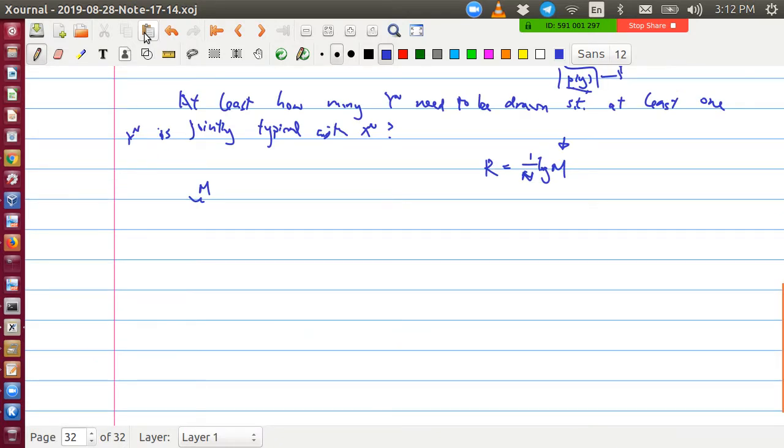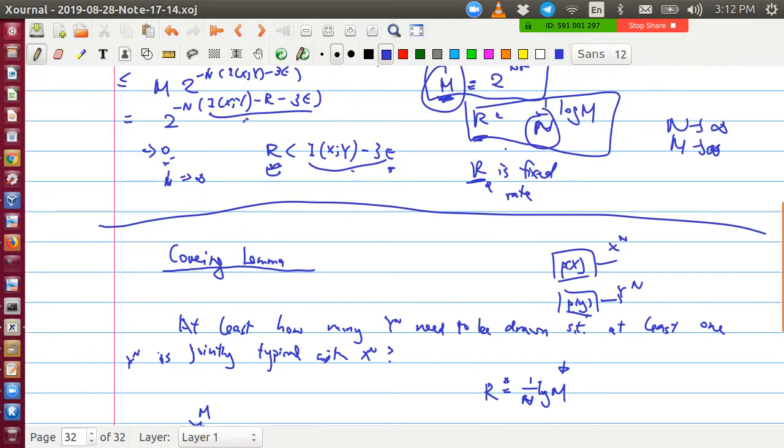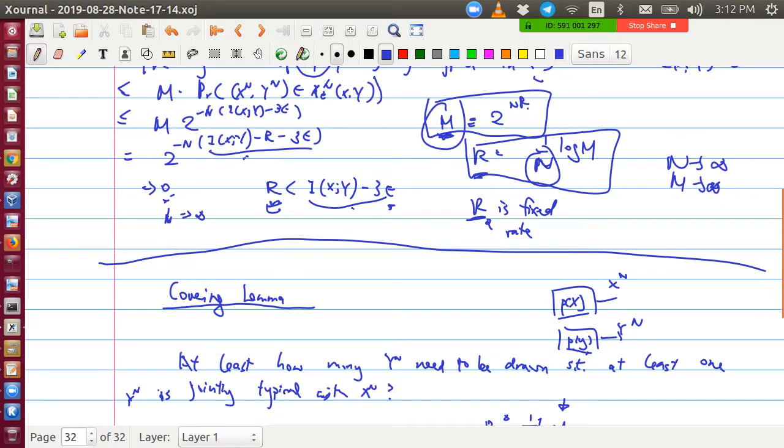When m equals 2 to the power n r? No, this is just a kind of change of variable. So either you define m or you define r. It doesn't matter. We say m is the number of sequences we pull out, and then we define r as just this quantity here. So either you fix r or you fix m, it's the same thing. If you fix m, then you get an r, or if you fix r, you get an m.